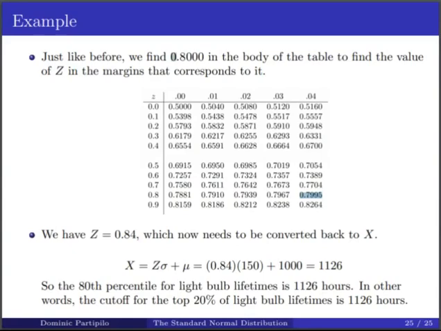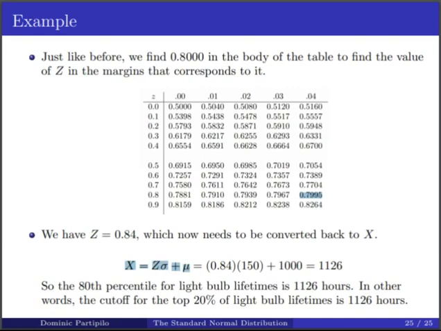Just like before, we have to find 0.8000 in the body of the table and then find the value of z in the margins that corresponds to it. The closest one is going to be 0.7995. That's the closest we can get using the table. And when we do that, we'll find a z value of 0.84. So z is going to be 0.84. Now all we need to do is convert this back into x, and we'll have our cutoff for the top 20% of light bulb lifetimes.